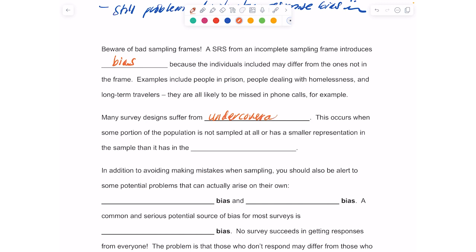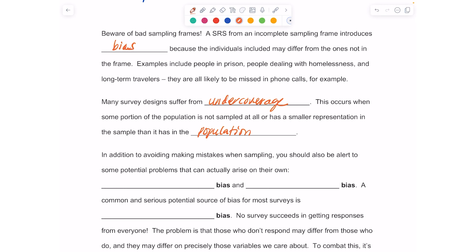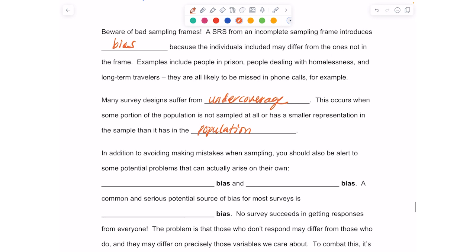This occurs when some portion of the population is not sampled at all or has a smaller representation in the sample than it has in the population. An example of that: let's say I was surveying students here during the times I teach face-to-face on campus, which is usually from 10 until about 2 o'clock. So if I do a survey of those students, my survey has undercoverage bias because I'm not taking into account the students that are there before 10 o'clock or after 2 o'clock.